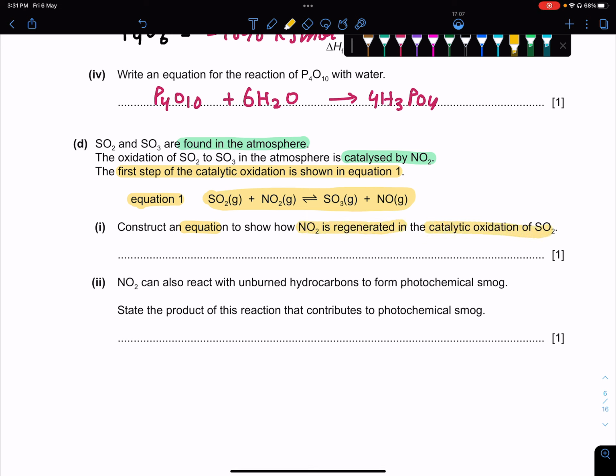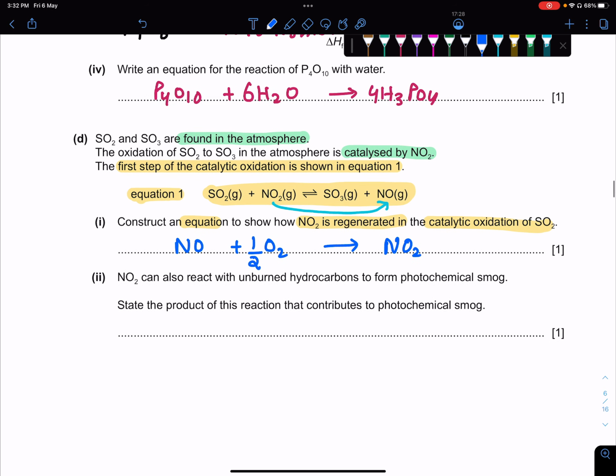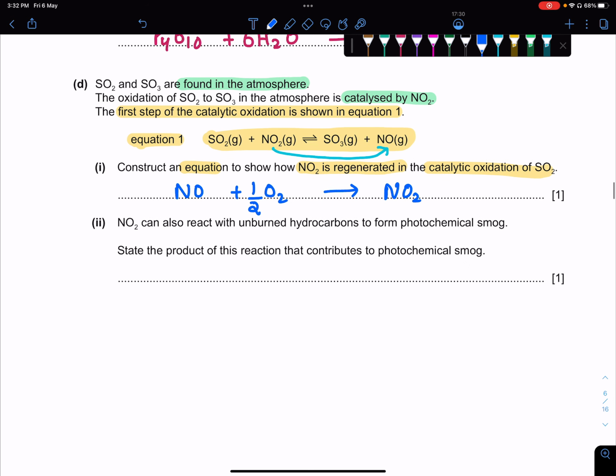Okay, NO2 was the catalyst, right? So NO2 got reduced, formed NO, but for it to be a catalyst, it should remain unchanged, right? It is regenerated in the air. How? This NO reacts with further oxygen in the air to form NO2 again. Very easy, right? You can balance that, put half here. Or we can multiply the whole equation by 2. Both equations are absolutely correct. One is not more correct than the other.